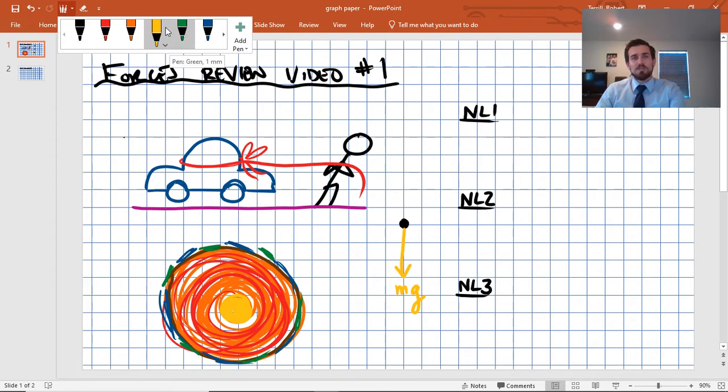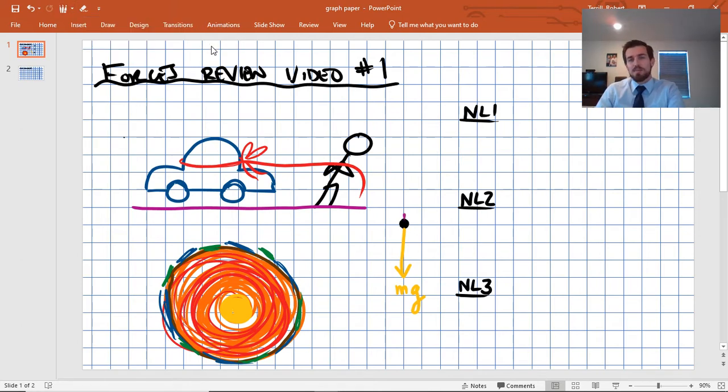Then, because this person is standing on the surface on this purple sidewalk, there is a force that is pushing them upwards, that contact force between them and the ground. And we call that one the normal force.